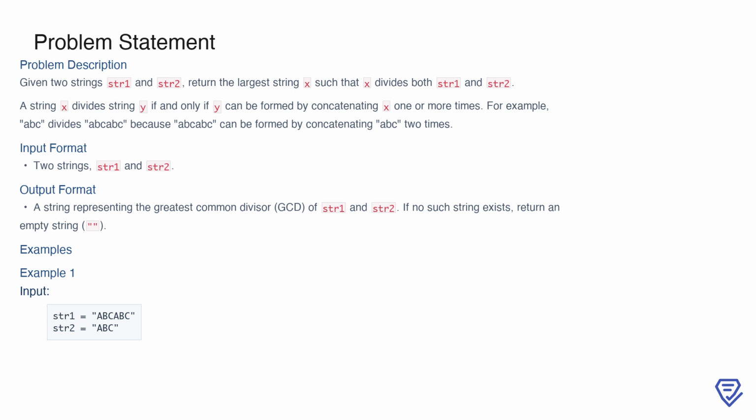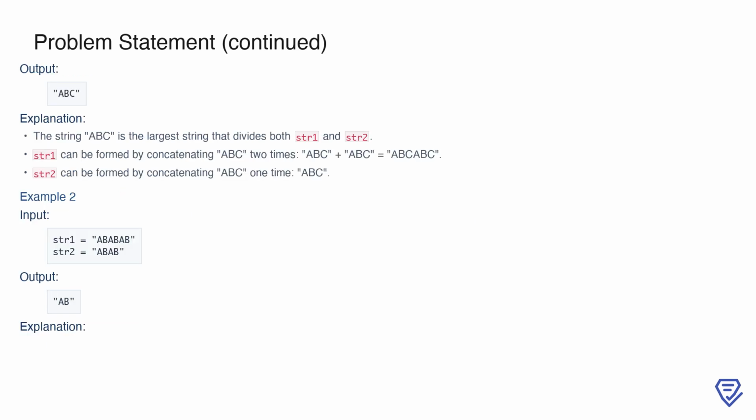Let's consider an example to clarify this further. Suppose str1 is abcabc and str2 is abc. The output for this example would be abc. Why? The string abc is the largest string that divides both str1 and str2. Looking at str1, it can be formed by repeating abc twice, abc plus abc equals abcabc. Similarly, str2 can be formed by repeating abc once, abc. Therefore, abc is the greatest common divisor of the two strings.